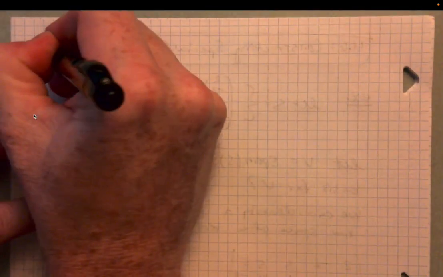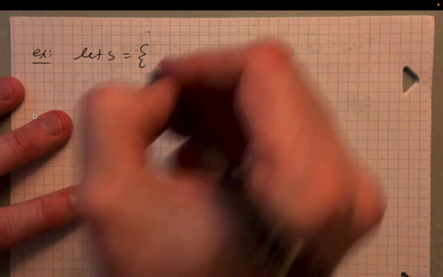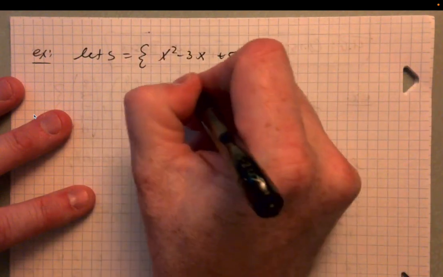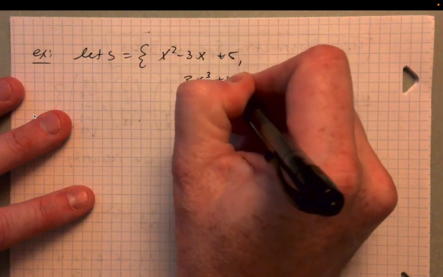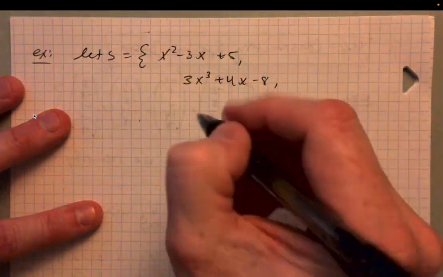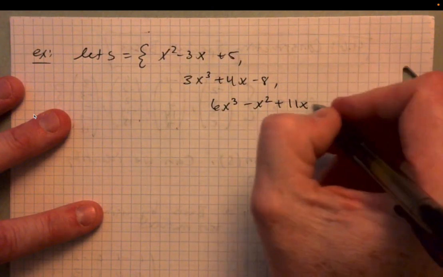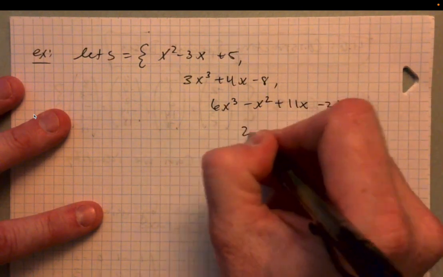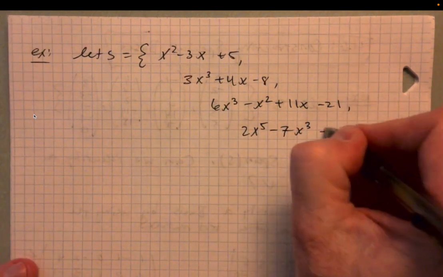Let's do another example. Let S equal the polynomial space: x squared minus 3x plus 5. And then I'm going to write on a separate line just so we can see clearly: 3x cubed plus 4x minus 8. And then 6x cubed minus x squared plus 11x minus 21. And then finally 2x to the 5th minus 7x cubed plus 5x.